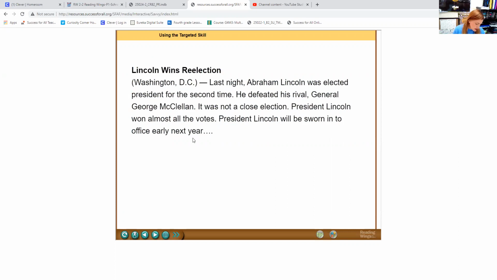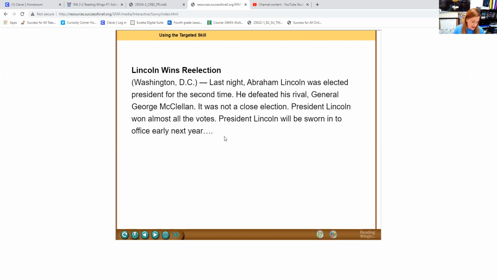So we look for clues about what we might learn. So I see this as Lincoln wins re-election. I know that the headlines in newspapers usually tell me what the article is going to be about. So if I were to predict, which I should have done before I read it, the article is going to be about Abraham Lincoln winning his second presidential election. Remember that we should look for clues that help us predict. This article has a headline. That's a type of text feature. Headlines are usually good clues about what I will read in the article.